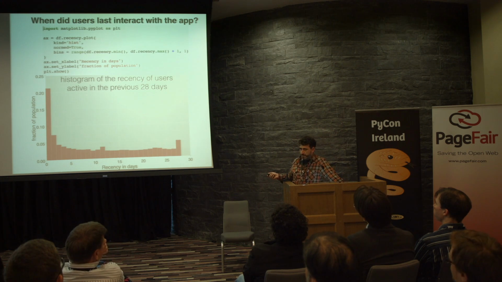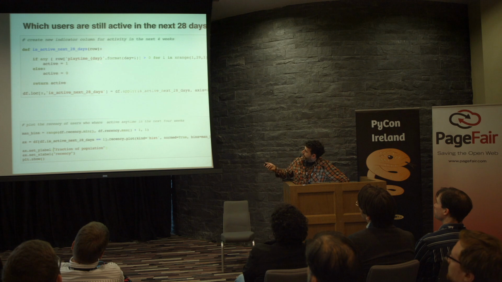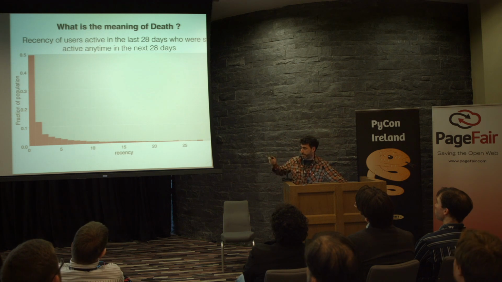28 days ago, maybe there was some type of campaign running, and there's still a lot of users sticking around from that. So which users now are active in the next 28 days? This is leading towards trying to predict this. Here I'm setting up an indicator variable. If I saw any activity in the next 28 days, then yes, they were active in that time. So this lets me do a plot of all the users in the last 28 days who are still active in the next 28 days, what is their recency?